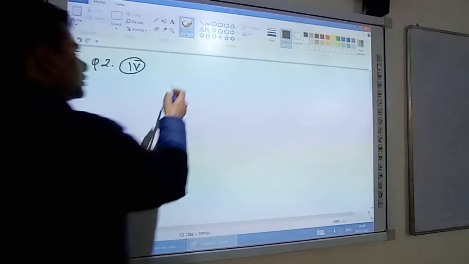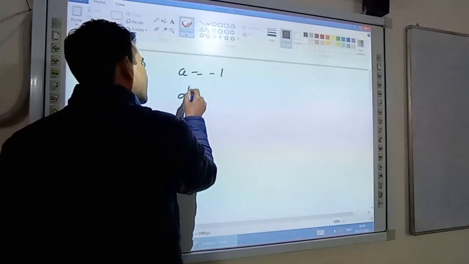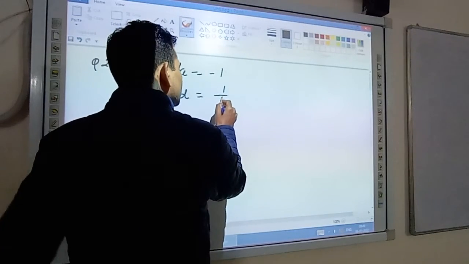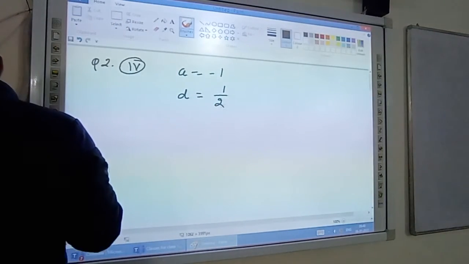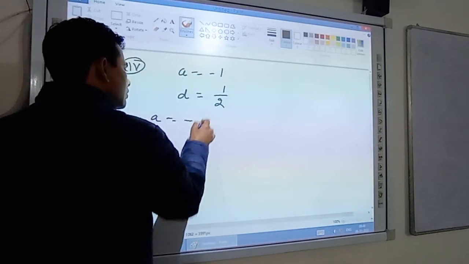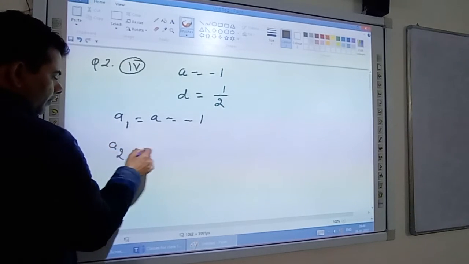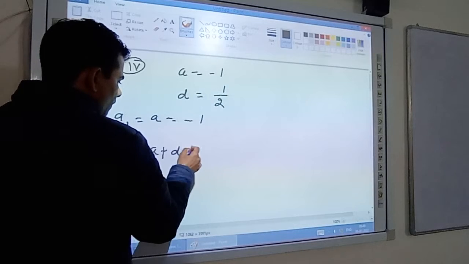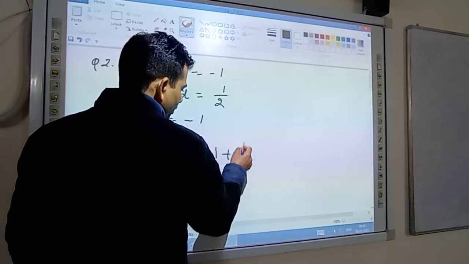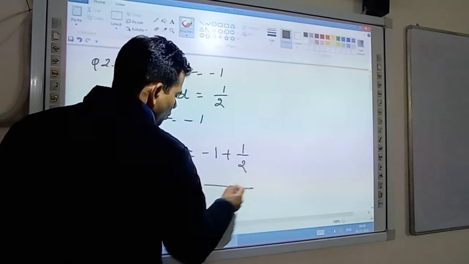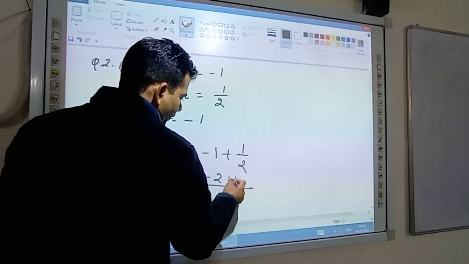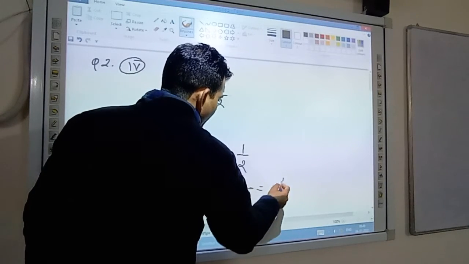A is minus 1, D is 1 by 2. Next, first four terms of AP. A1 is A, minus 1. A2 is second term, A plus D. What is A? Minus 1. What is D? 1 by 2. LCM is 2. Minus 2 plus 1, that is minus 1 by 2.